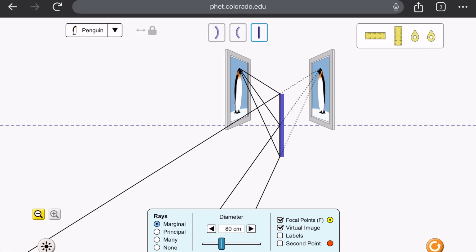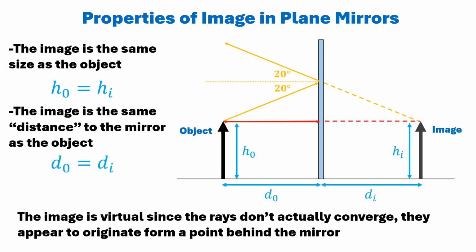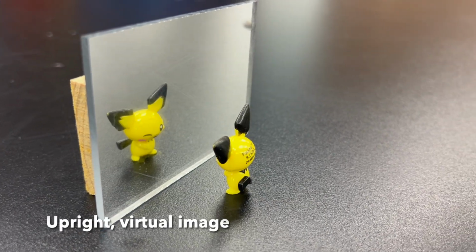Overall, images in a flat mirror are pretty straightforward. The image size is going to be the same as the size of the object, so the heights of the two are equal. And then the distance that the image appears to be from the mirror will also be equal to the distance of the object to the mirror. And then for flat mirrors, all the images are going to be virtual and upright.